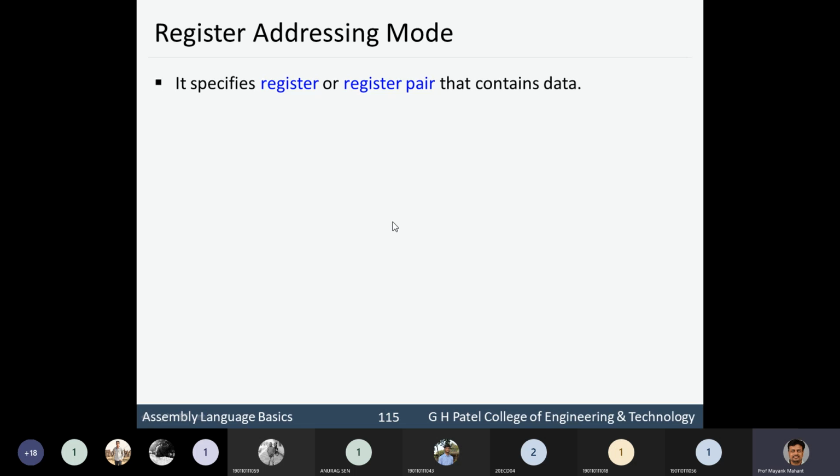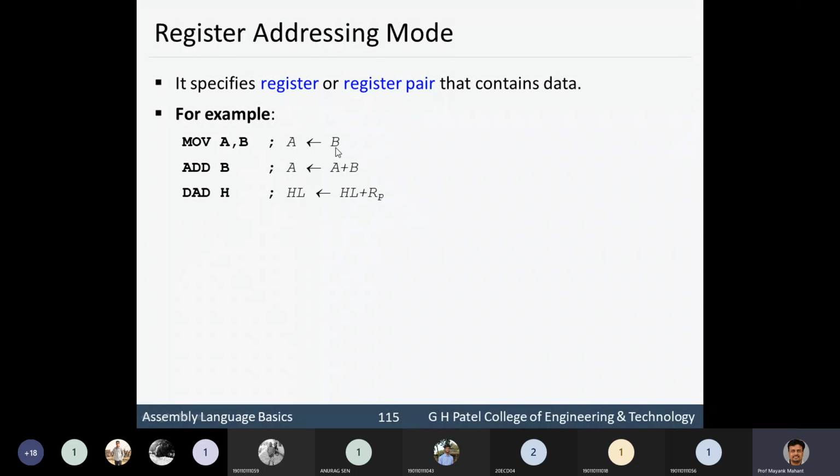Register addressing mode, or it is also called register pair, contains the data. So MOV A, B; ADD B; DAD H. All these are what we call register addressing. It means you are using a register for accessing the content.